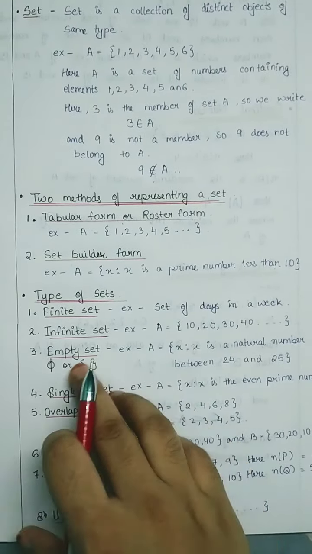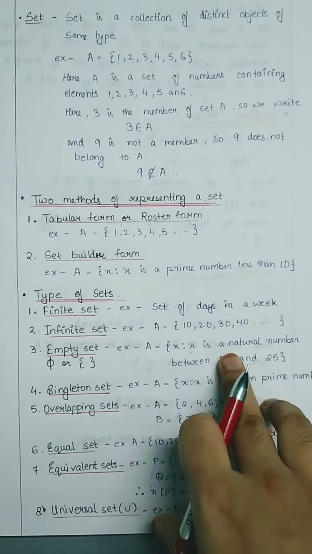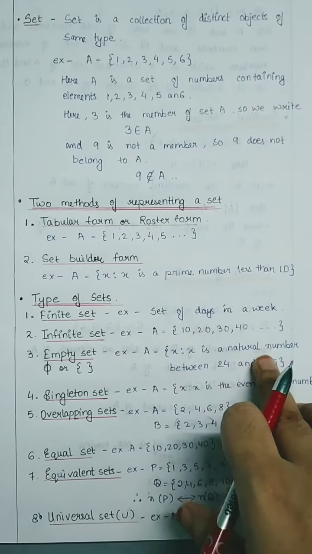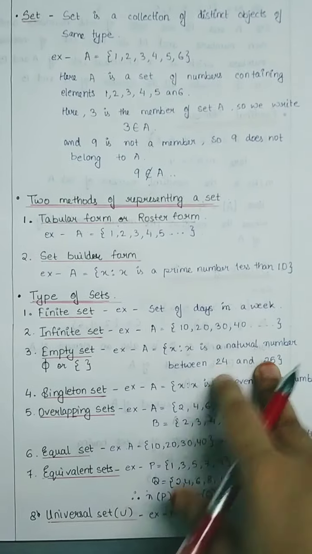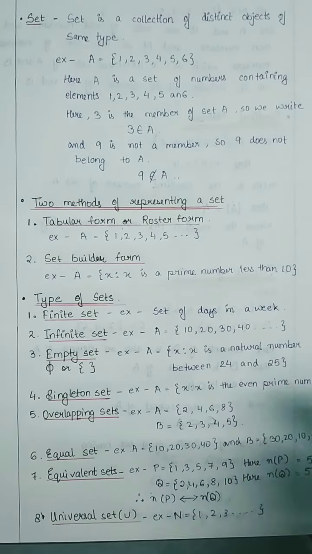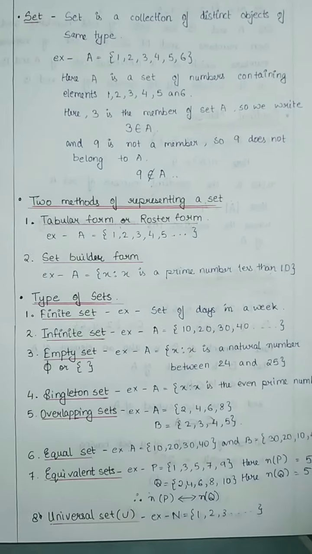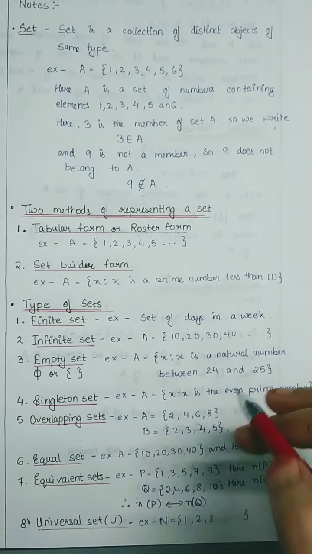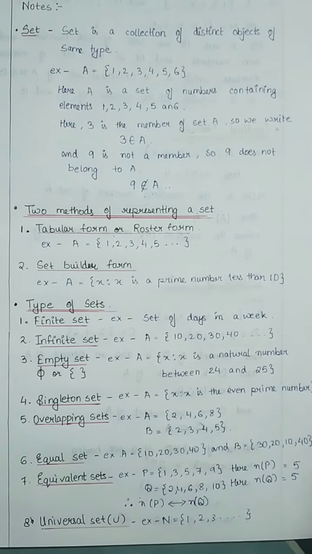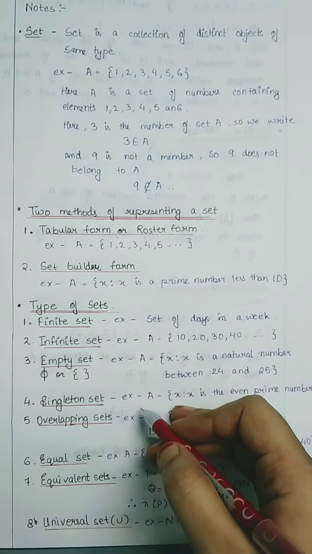Then the empty set means it has no element. Phi or empty braces, this is how we can denote it. For example, x such that x is a natural number between 24 and 25. Between 24 and 25 there is no number, so it is known as an empty set. Then comes the singleton set, which has a single element. For example, x such that x is an even prime number. There is only one even prime number, that is 2, so it is a singleton set.